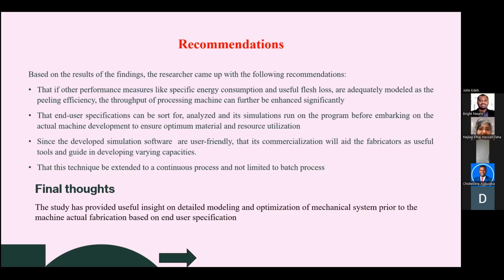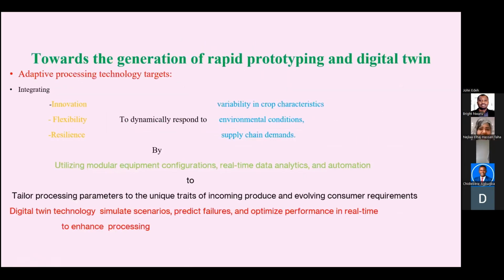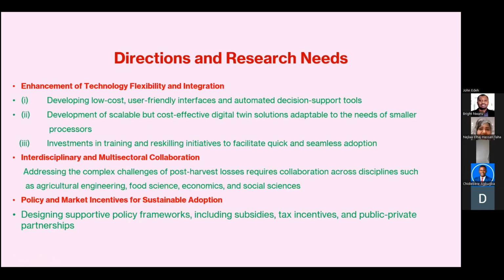Final thoughts. The study has provided useful insights on detailed modeling and observation of mechanical systems prior to the machine's actual fabrication based on end users' specifications. These are our steps towards the generation of rapid prototyping digital technology, which is the digital twin, that you should have a digital model of what you have. You can work on it and be able to use it to maintain and optimize the physical system. Okay, those in engineering will understand better. These are the directions we are looking at and the research needed to make this worthwhile.